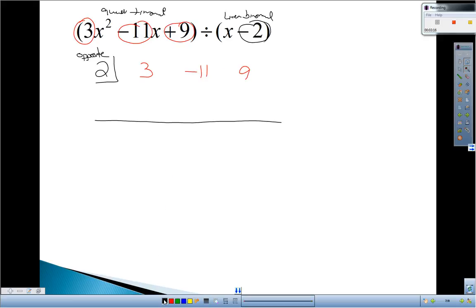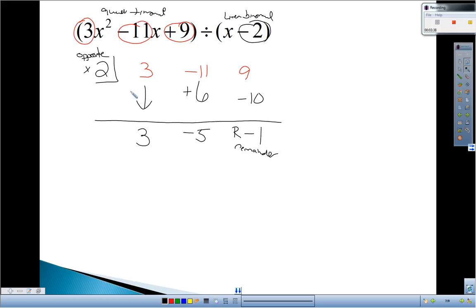And so always remember with synthetic division, you bring down the first number, and then you multiply by what's in the box. So 3 times 2 is 6. So negative 11 plus 6 is negative 5. And then negative 5 times 2 would be negative 10. And then 9 minus 10 would be negative 1. The last number is always your remainder. So this has a remainder of negative 1.